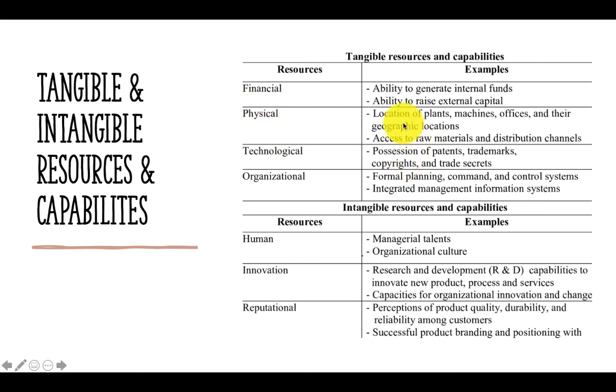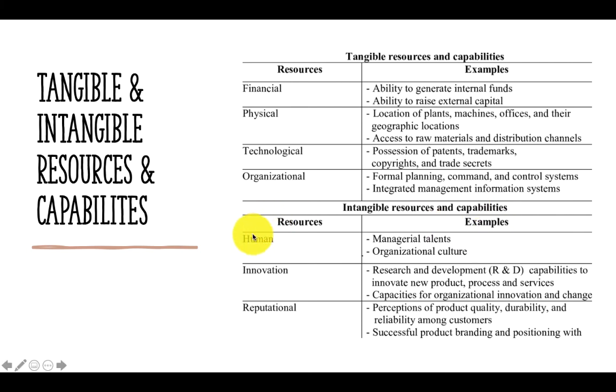As for physical resources, it's your location of plants, machines, offices, and geographic locations, as well as access to raw materials. If you are good with the suppliers, then probably the supplier will favor you and provide you with the best materials that they have. Again, with technological, you have patents, trademarks, copyrights, and trade secrets. This can be seen. Okay, as for organizational, you have formal planning processes in place. You have the correct documentation. If you have good documentation or control systems, that is tangible.